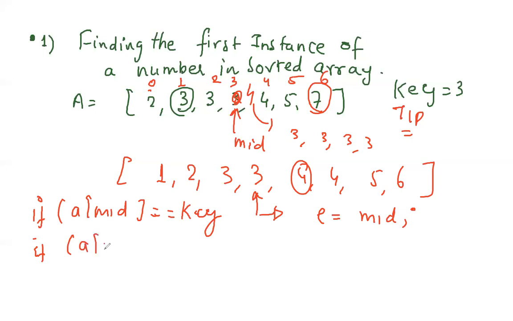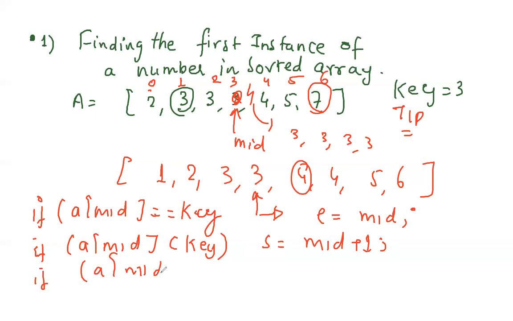If a[mid] is less than key, the first instance cannot be on the left hand side, it has to be on the right hand side. So your start becomes mid plus 1. And if a[mid] is greater than key, then your first instance cannot be on the right hand side, it has to be on the left hand side. So you change the end equal to mid minus 1. That's it. When do you stop?